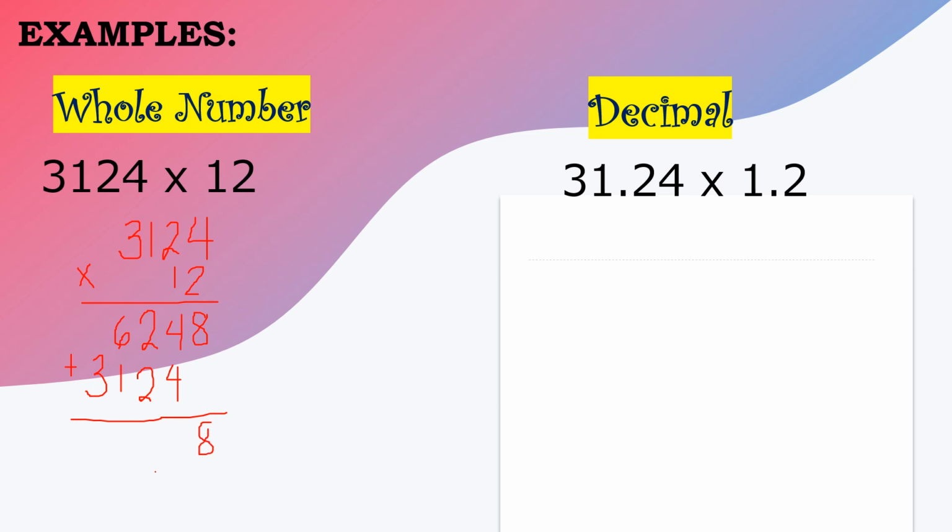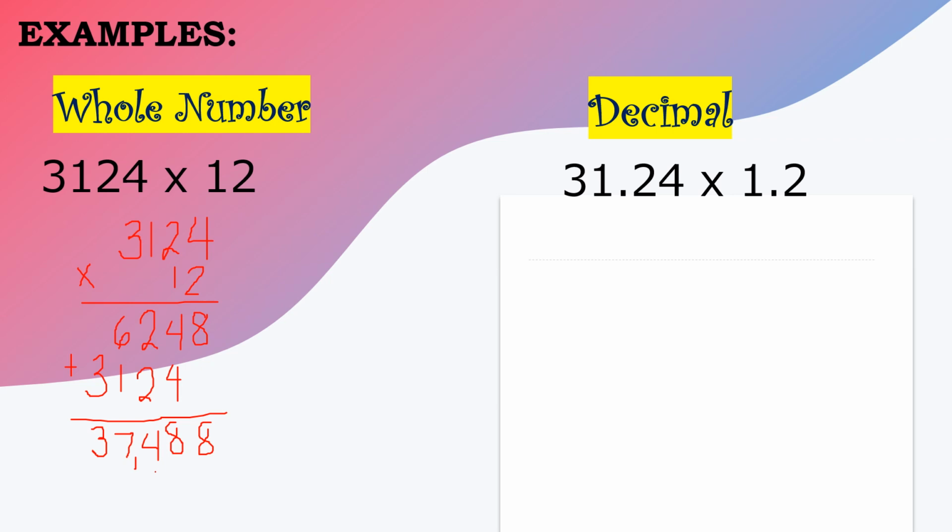4 plus 4 is 8. 2 plus 2 is 4. 6 plus 1 is 7. And bring down 3. So, ang nakuha nating product or sagot is 37,488. Okay, what about if we multiply another set of example for decimal? So, I have 31 and 24 hundredths times 1 and 2 tenths.